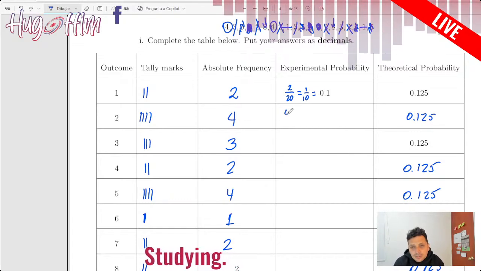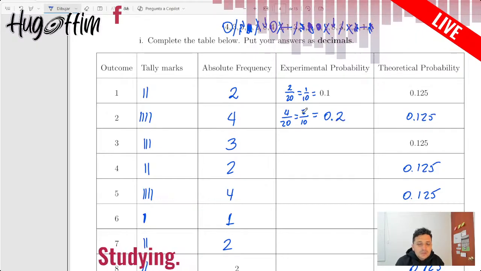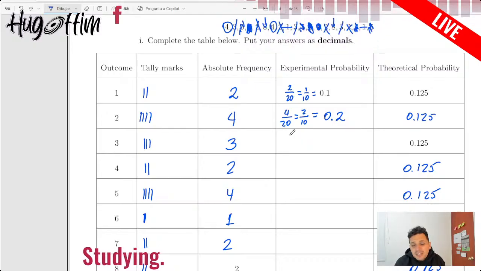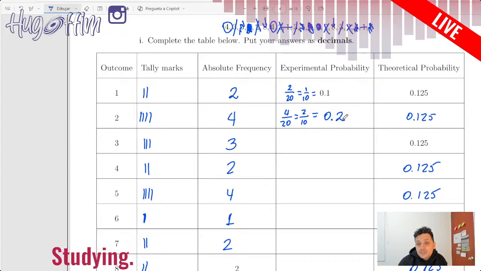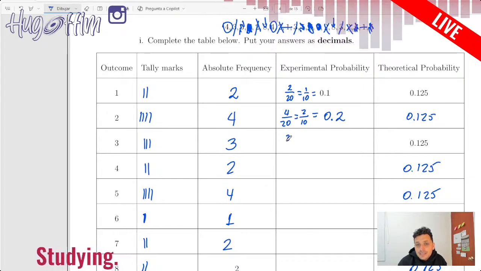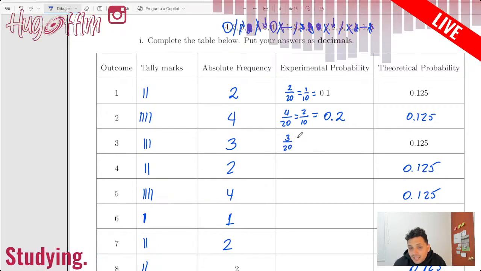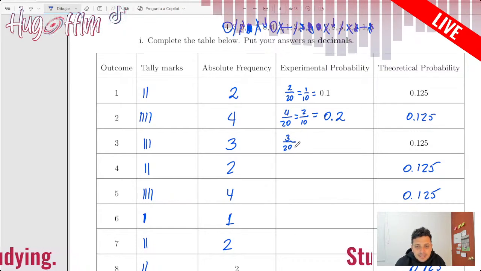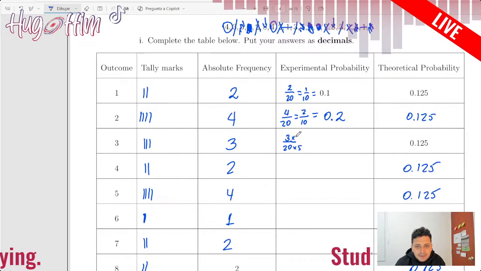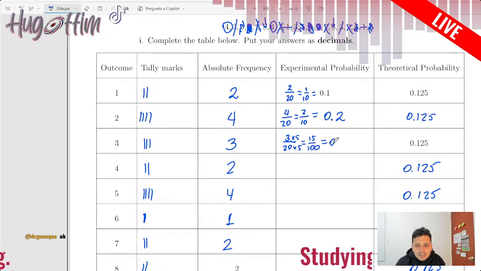So I'm going to do the same with the other. 4 over 20, divided by 2, is going to be 2 over 10. 2 over 10 is 0.2. I'm not going to simplify the whole fraction because I need it as a decimal. So as I need it as decimal, I'm going to try to put my fraction over 10 or 100. In this case, it's 3 over 20. If you want to convert this 3 over 20 to a decimal, we can multiply by 5, so I got 15 over 100, and I'm going to divide by 100 to get 0.15.